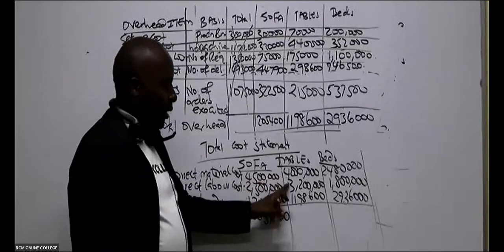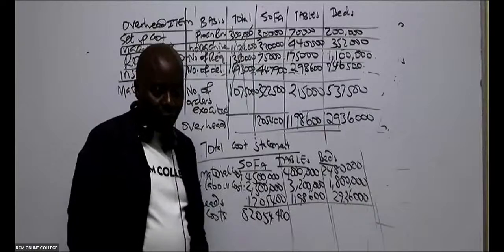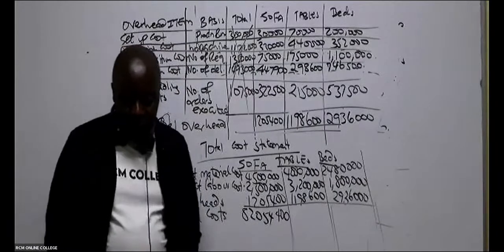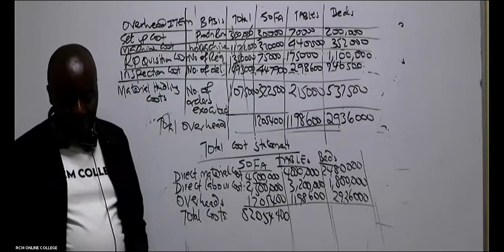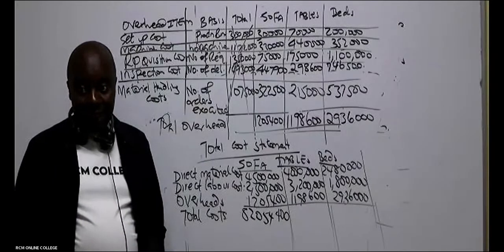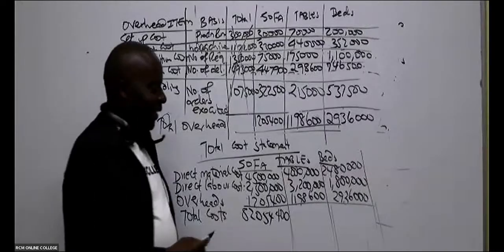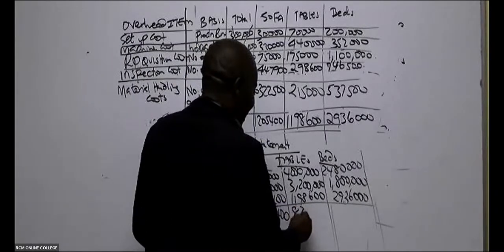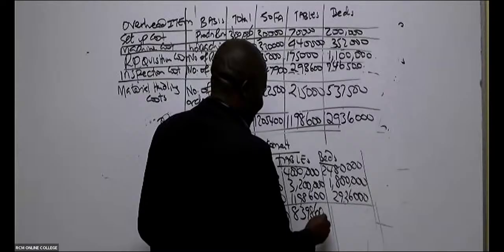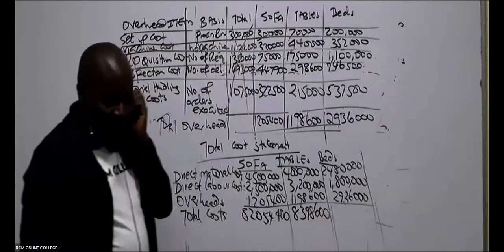We take this plus this plus this. You give us an answer. Your answer will be correct: 83,98,600. Then beds.